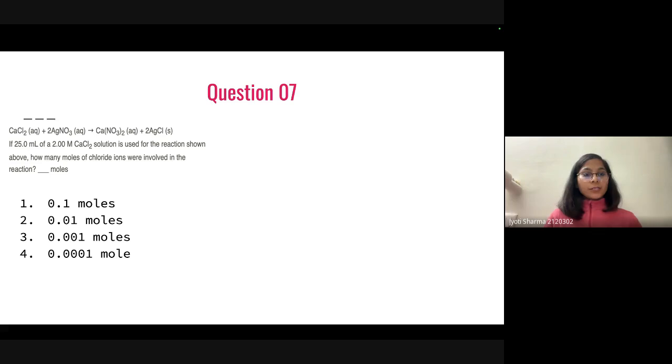Okay, the next question is a little trickier, because you have the solution of CaCl2, of which the molarity is 2, and the solution volume is 25 ml. But you need to calculate the moles of chloride ions, not the moles of CaCl2. So can you calculate the moles of chloride ions?